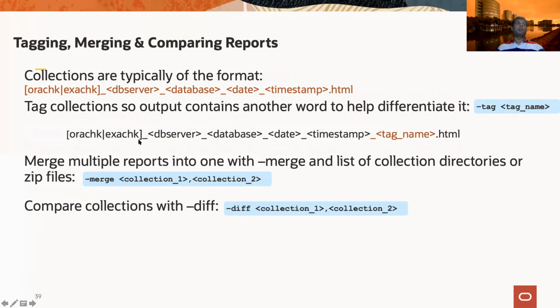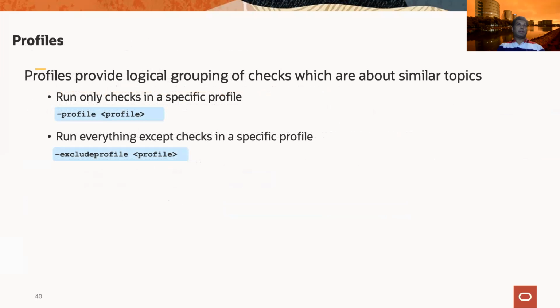If I have multiple reports, I can merge these reports with a -merge option. If I have multiple reports, I can do a diff of these reports with the -diff option. So there's a lot of options in Exachk how you can tag, merge, and you can compare reports. I already mentioned profiles.